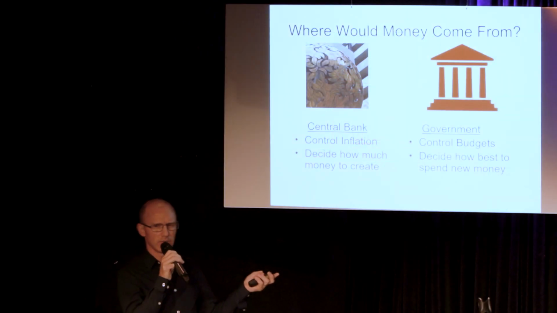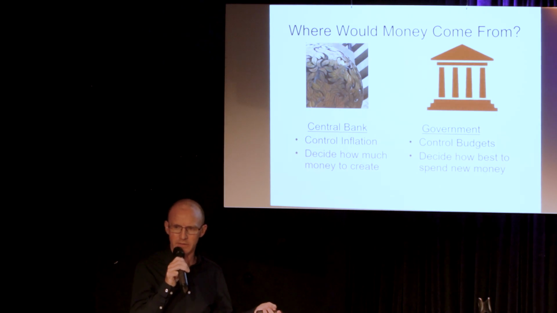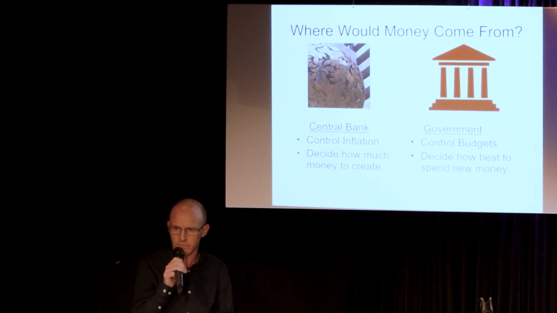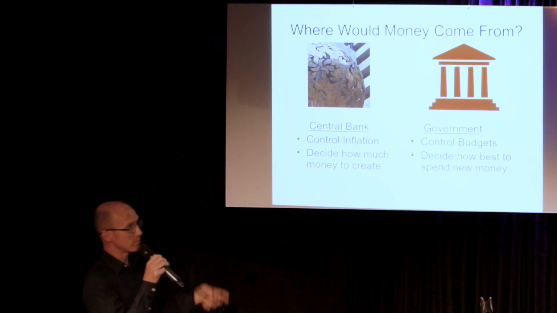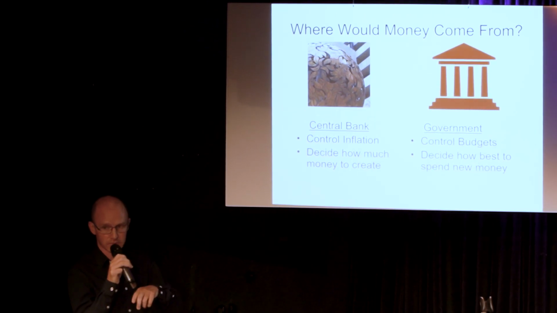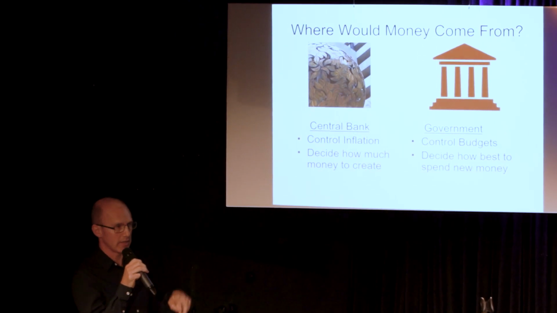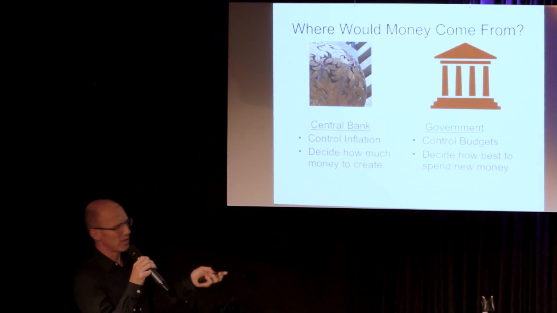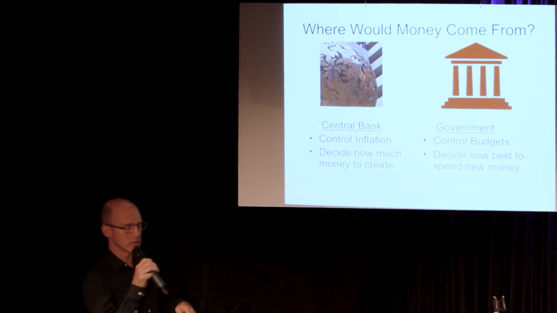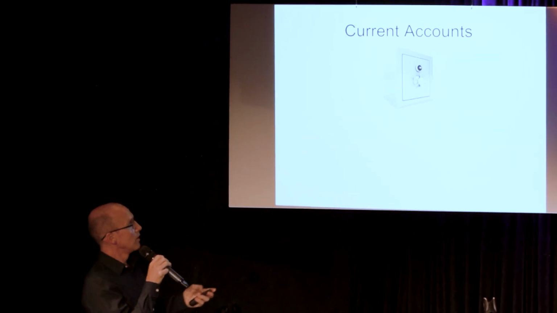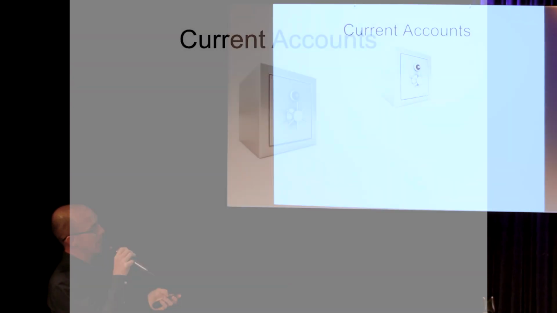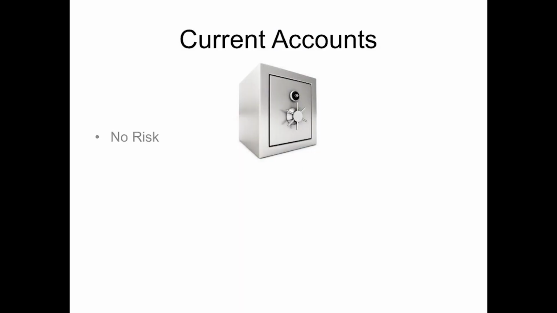Now, under this system, money would never be deleted. So once we create money, it would never be deleted. So these wouldn't be big powers. Once the system's reached some sort of a status quo, these wouldn't be big powers that either of those institutions would have. Now, talking a bit more about current accounts, there'd be no risk to a current account.